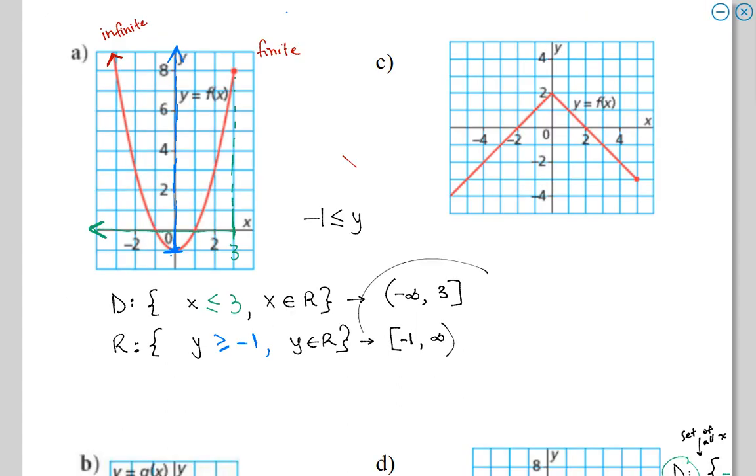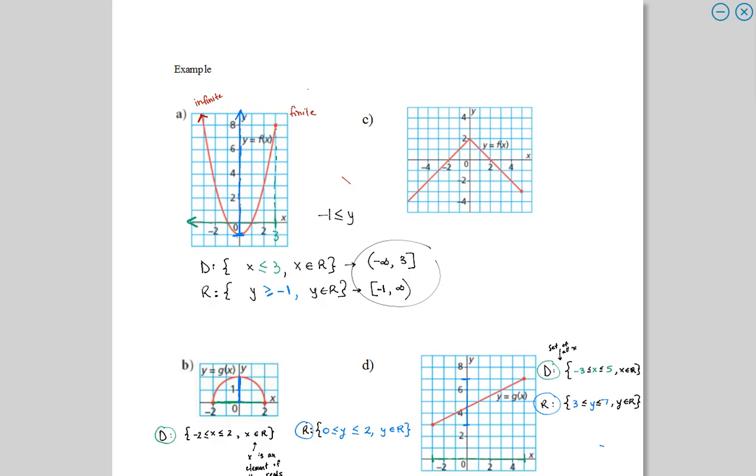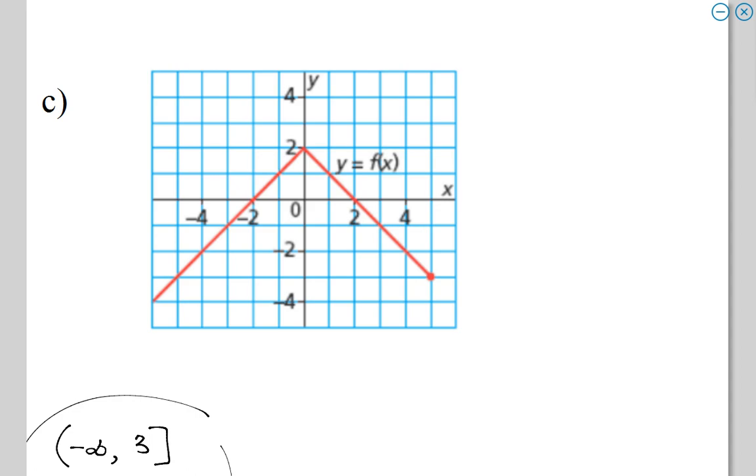We'll come back to this notation later. Okay, so let's try C now. What you're going to have to do is put this arrow on here, because it is going on forever, but you might not recognize that if you don't have the arrow.